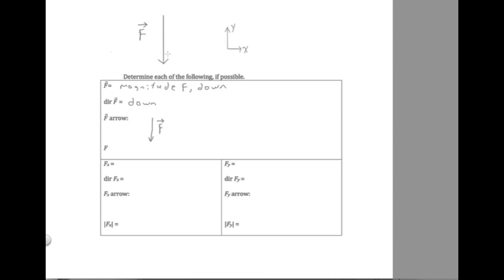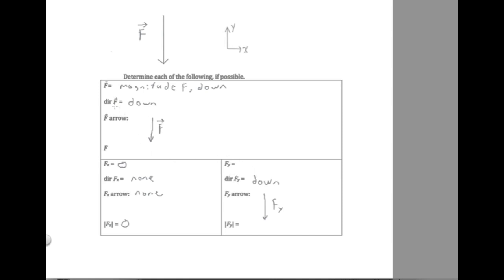Now, since this is anti-parallel to the y-axis, the x component is 0. So there's no x direction and no x arrow. And the y arrow is the same exact arrow as for the overall vector, down.